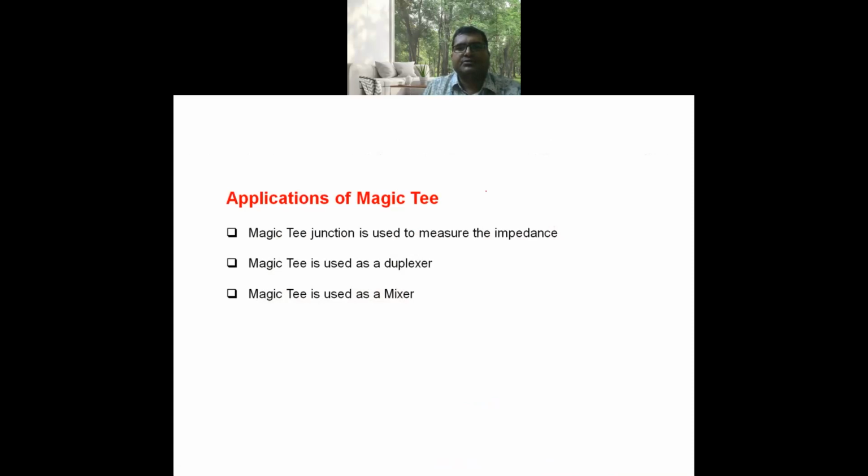Applications of Magic T: it can be used to measure impedance, as a duplexer, as a mixer, and in many more applications.